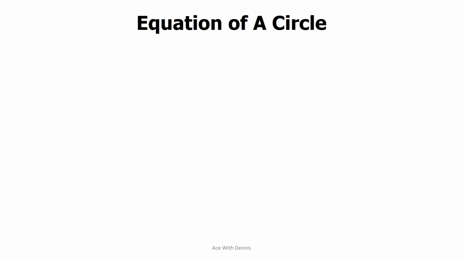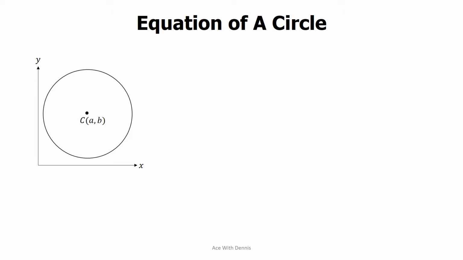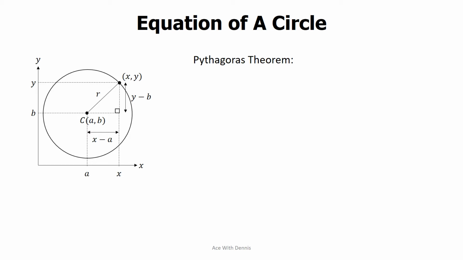Let's start the lesson with learning the equation of a circle. Let's say I have a circle drawn on a graph with the center C, coordinates of A, B, and this is the radius R. This is any point on the circle with the coordinates of X, Y. From here, we can draw a right angle triangle where this is A, this is X. Therefore, this length will be X minus A. This is B, this is Y, and this length will be Y minus B.